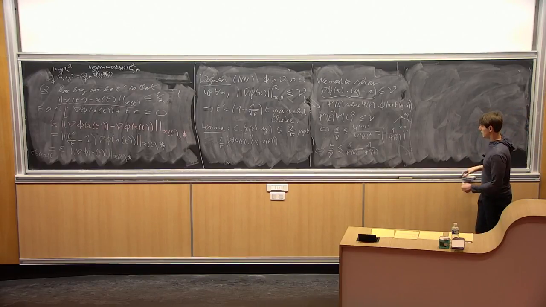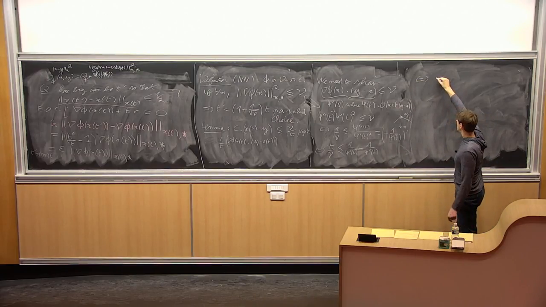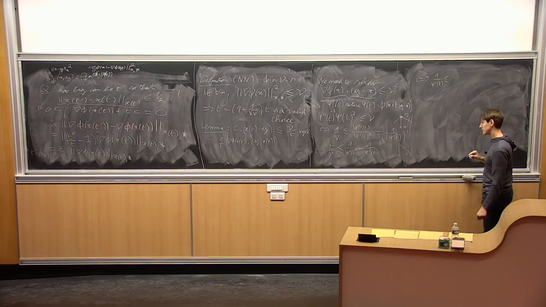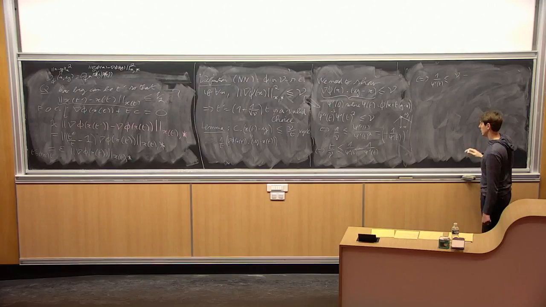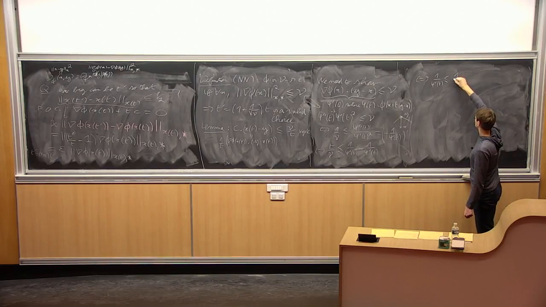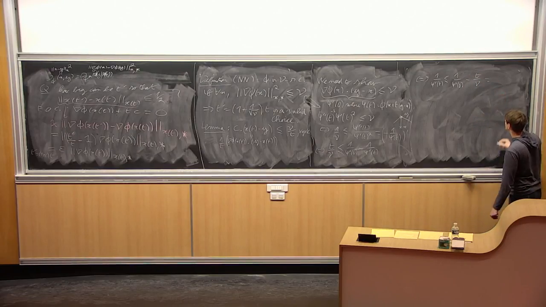Good. And now I can just rearrange those things. I get 1 over psi prime of t, which is upper bounded by, maybe let me write it out, I'm struggling, 1 over psi prime of 0 minus t over nu, which is equal to nu minus t psi prime of 0 over psi prime of 0 times nu.